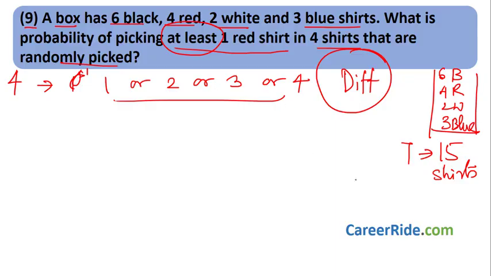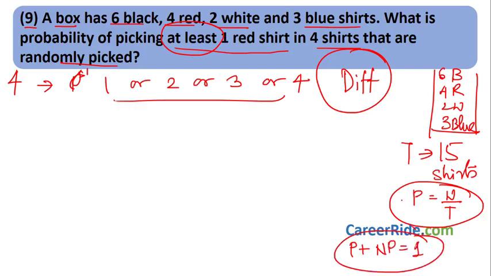Okay, now what have we learned? Probability is what I want upon total. And the probability of an event happening plus the probability of the event not happening is nothing but 1. Why? Because total probability is 1. That means the probability of choosing at least one red shirt plus the probability of choosing no red shirt at all should be equal to 1.